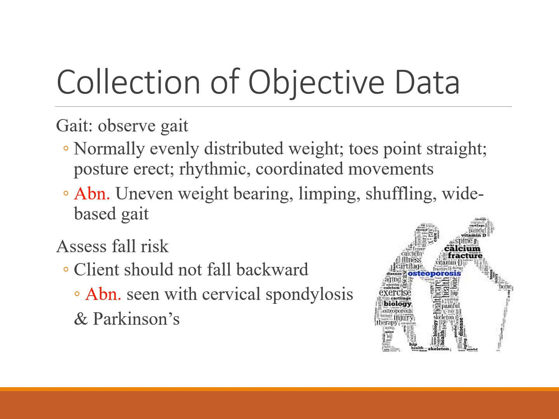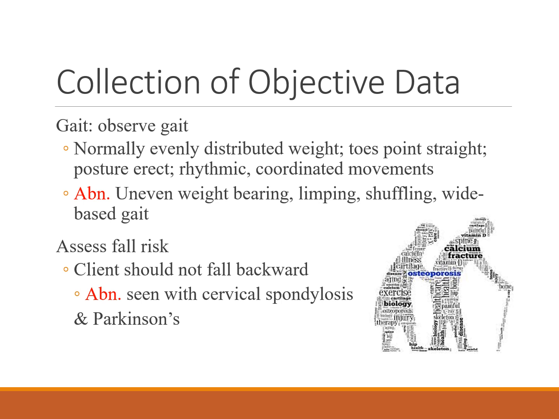So when we collect objective data, we're going to observe their gait. Do they have a rhythmic coordinated gait? Are they limping, shuffling, uneven weight bearing? A lot of times patients are uneven weight bearing because one leg hurts, and so they limp on that leg and don't want to bear weight completely.